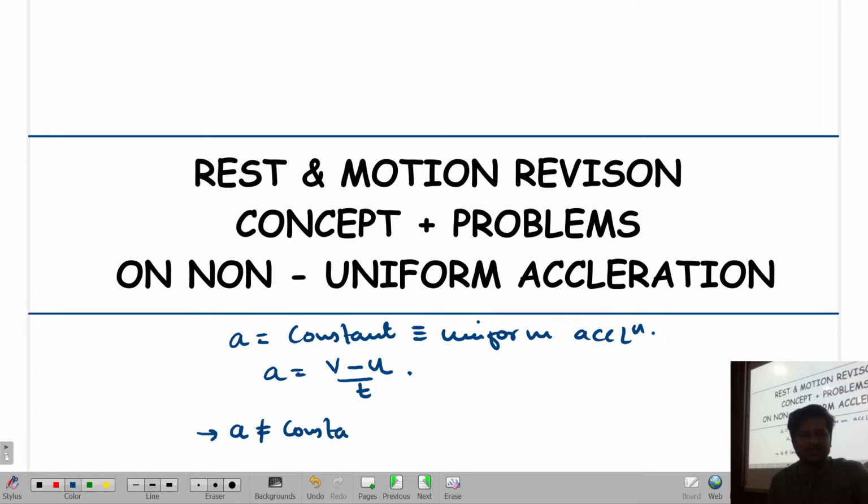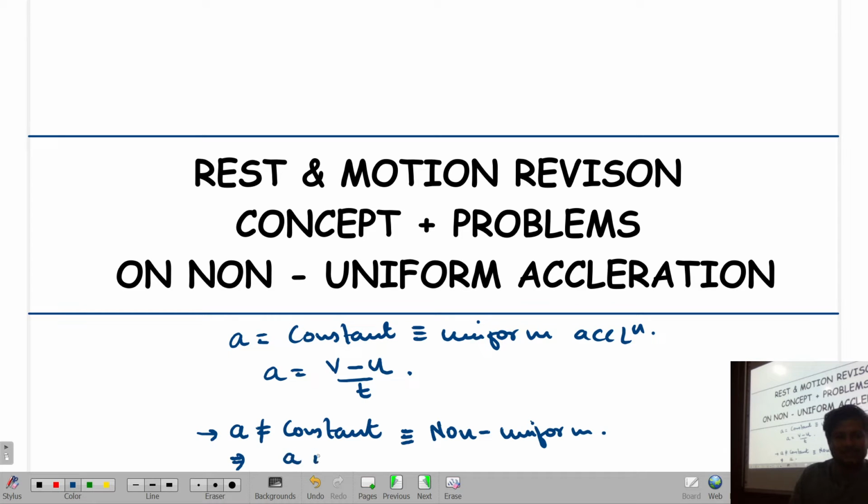Now, if acceleration is not constant, what is the meaning of it? That it is non-uniform. So when acceleration is not constant, we call it non-uniform acceleration. What is going to happen there? Since acceleration is not constant, I can physically say that acceleration is varying with time. So are you able to understand me or not? What is the difference between uniform acceleration and non-uniform acceleration?